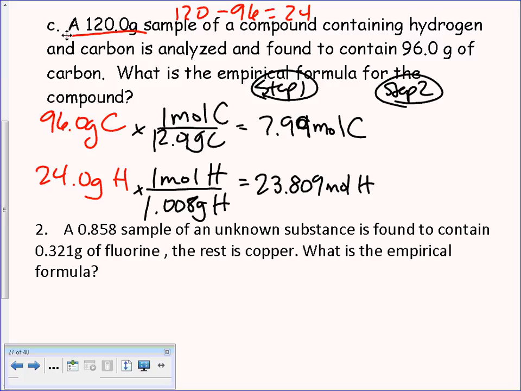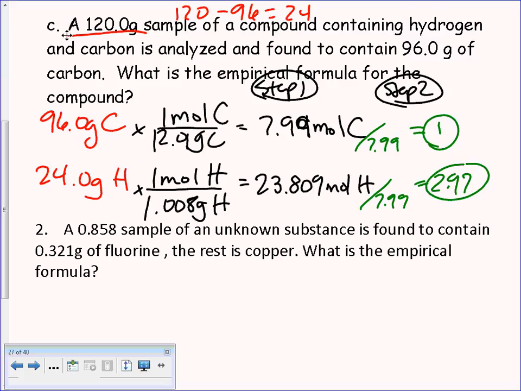Okay, so which is the smallest? 7.99. So I'm writing step 2 in green here. So I'm dividing by 7.99, dividing by 7.99. What's the first one? You don't need your calculator. 1. Second one, you might need your calculator. 2.97, almost right there, okay? So is that a roundable number? Can you round that? Yeah, because that's closest to 3. It's not like 0.85 and below. So I'm just going to scratch that and put 3 right there.